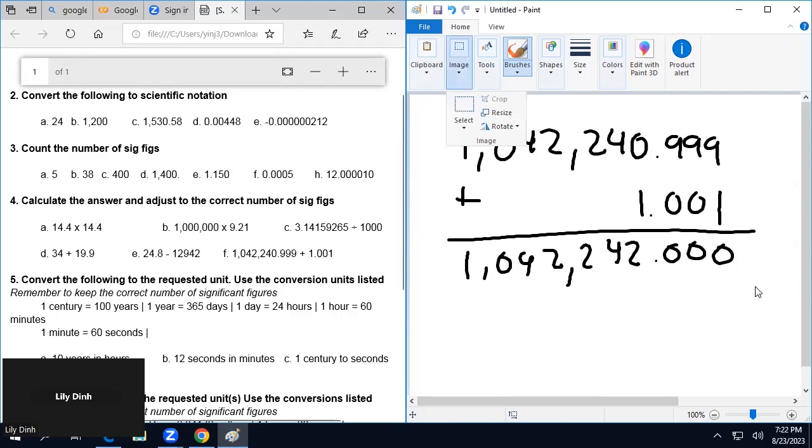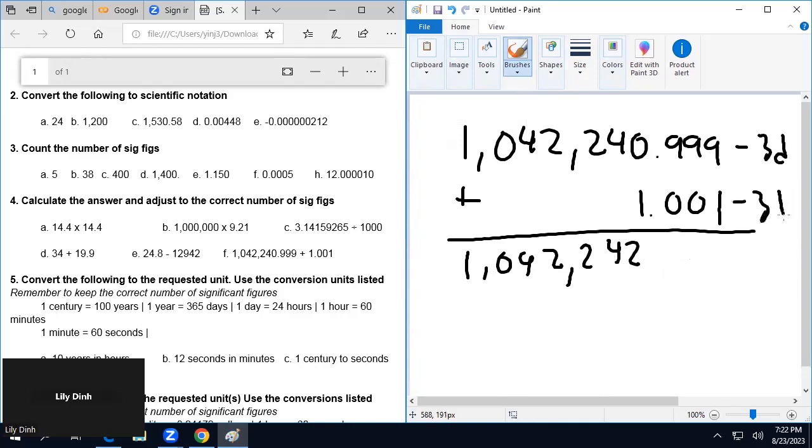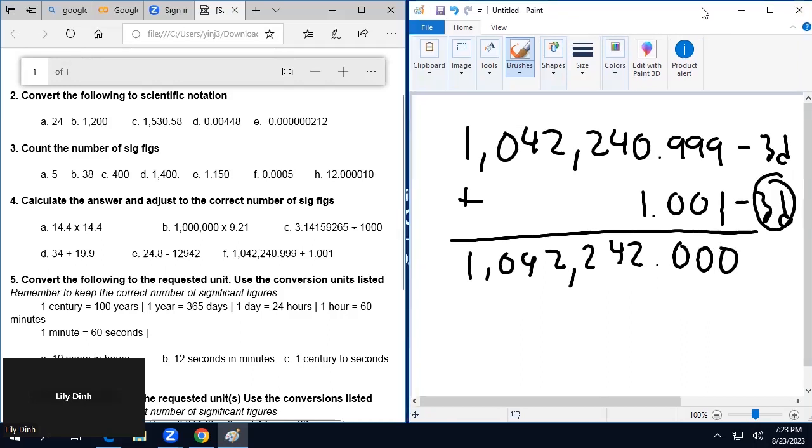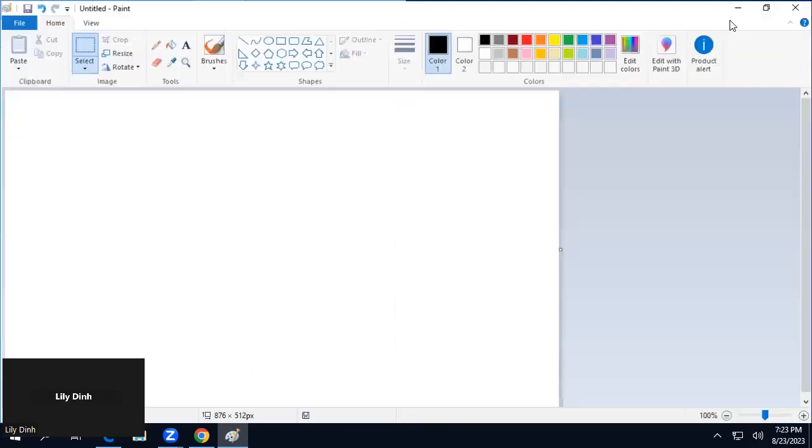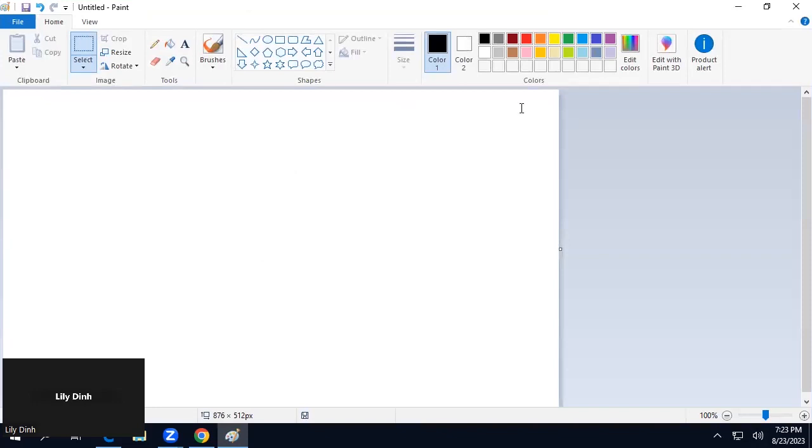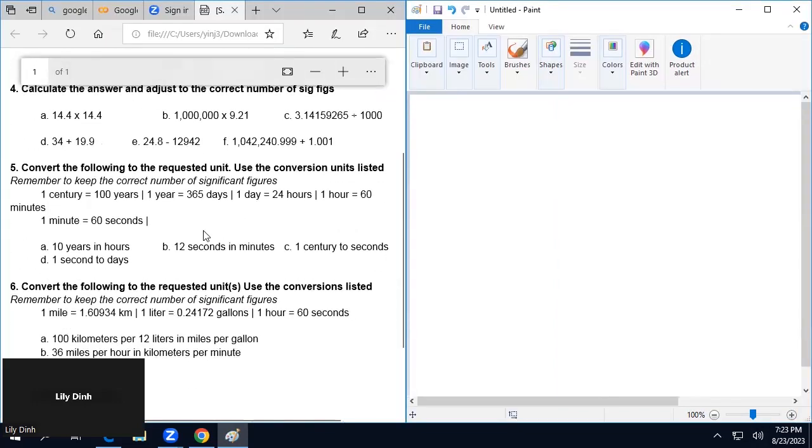Now your calculator will do this to you. It'll give you this answer, but these 3 zeros will be gone. But this is not correct because this doesn't have the correct number of decimals after the decimal point. This one has 3 decimals. This one has 3 decimals. So we're going to go with 3 decimal places. To solve that, we're just going to add 3 zeros after the decimal point. Gotta remember that. I'll send this to y'all. Y'all can do it over and over.